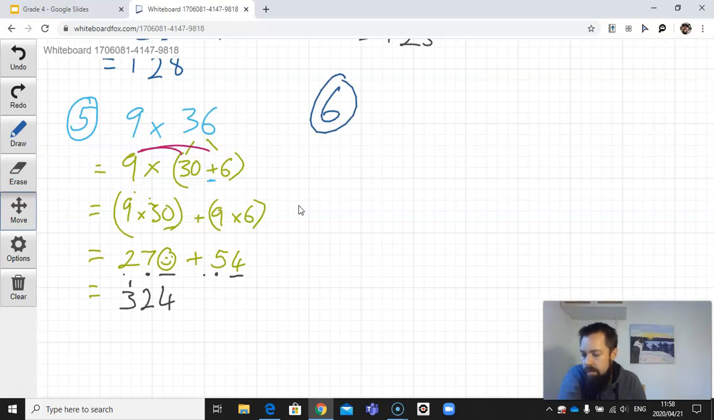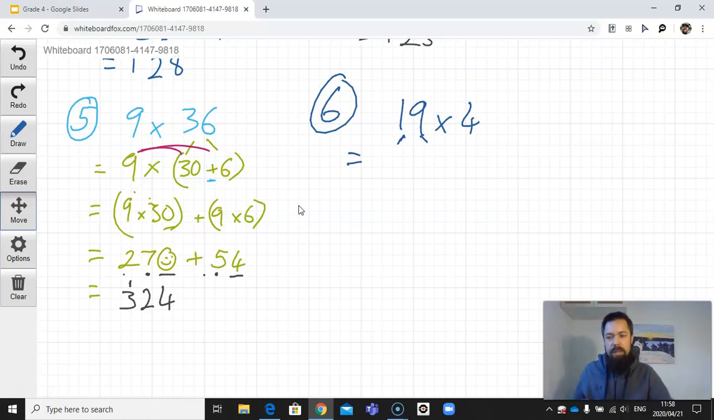6th one. I have 2 more similar to this, and then I'm going to go on to slightly bigger numbers. Okay, try this one. I'll give a little bit of time before I start.